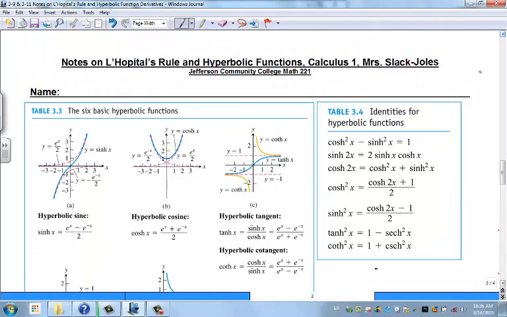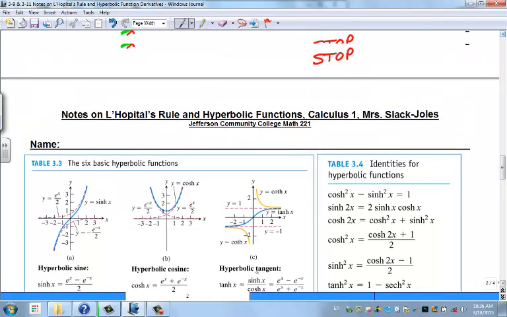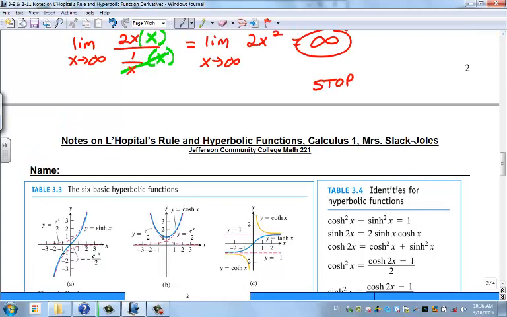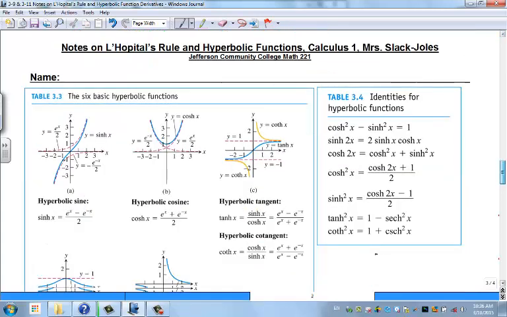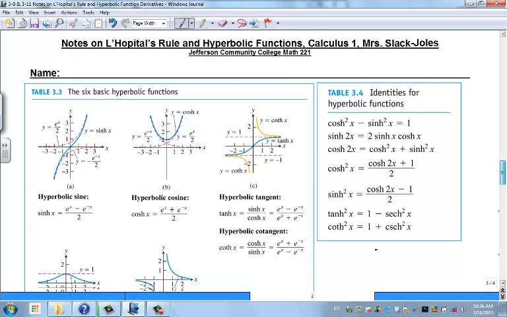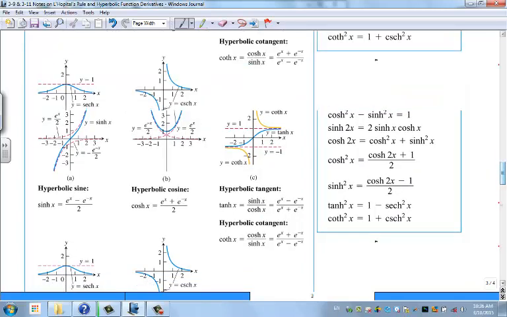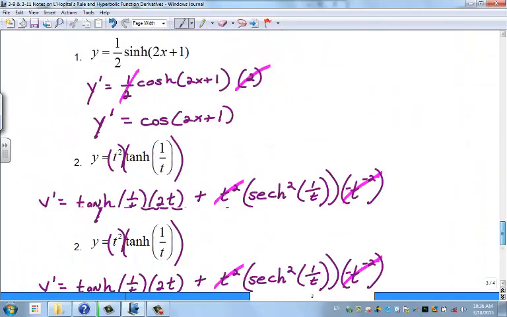So, oops, let's see here. Tanh is equal to sinh over cosh. You can see it right there. It just buzzed by. There it is, right there. Tanh equals sinh over cosh. So, we can just replace the sinh over cosh with the tanh.